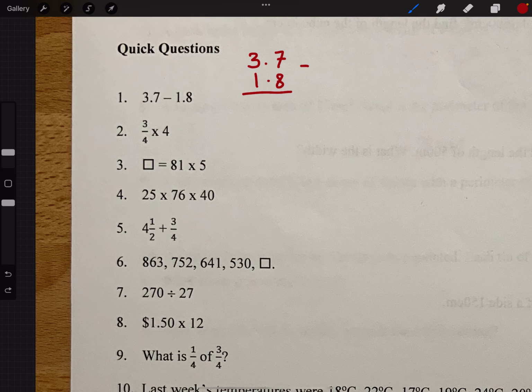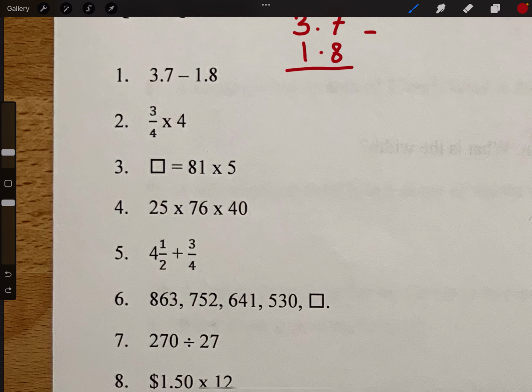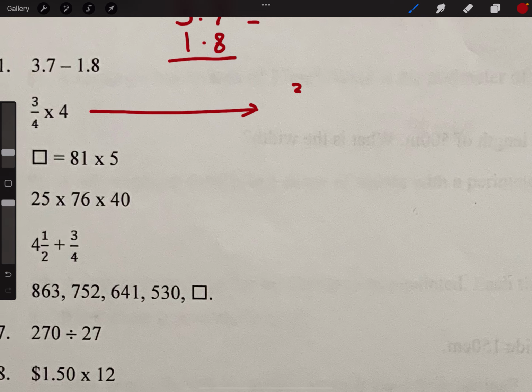If you want to multiply this, I'm going to rewrite this over here. 3 over 4 times 4. 4 is a whole number, so one thing you need to remember is that when you want to change a whole number into a fraction, you put it over 1. So if we multiply by 4, it'll be 4 over 1. Now we just multiply the top numbers together and the bottom numbers together, and then you simplify it.